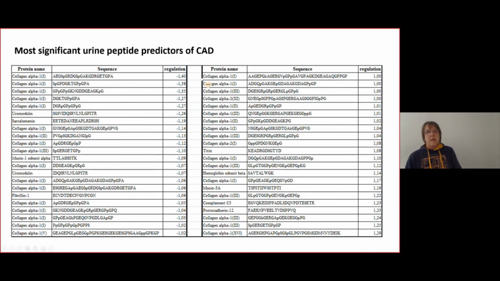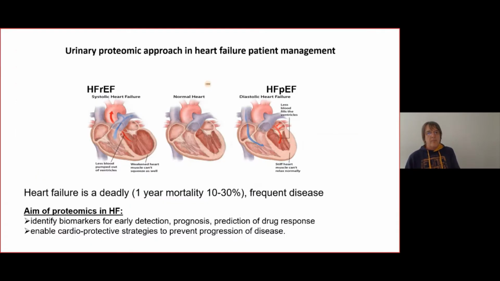Again, as you can see, the fractional increase or decrease of these is fairly small. It's highly significant, but nevertheless small. But by combining these into a classifier, we can separate these two groups quite well.